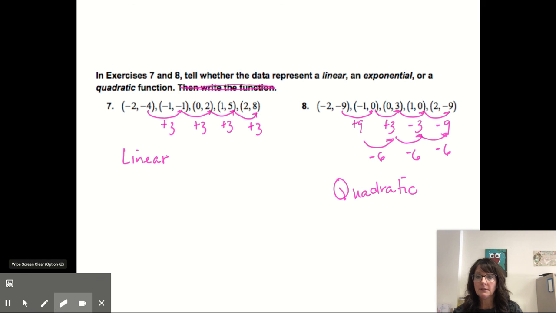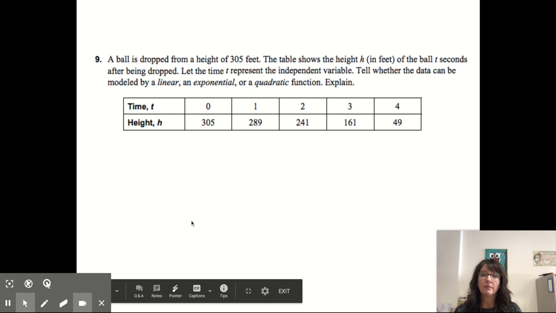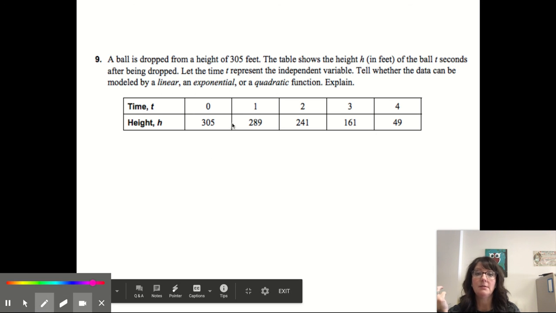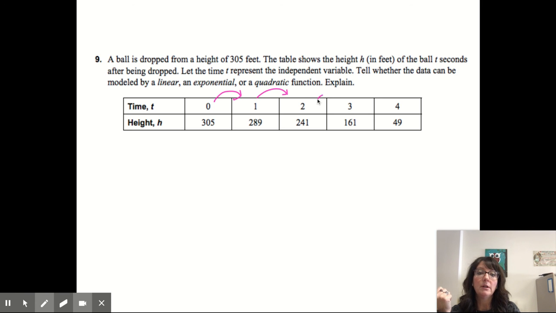Let's keep going. Okay, now we have a ball that's being dropped from a height of 305 feet. The table shows the height of the ball over time. We weren't given the equation, so we won't even make the equation, but t represents the seconds. It's the independent variable. Tell whether we can model it by linear, exponential, or quadratic. So we're just doing what we just did before. We can double check the x going up by 1, by 1, by 1, by 1.